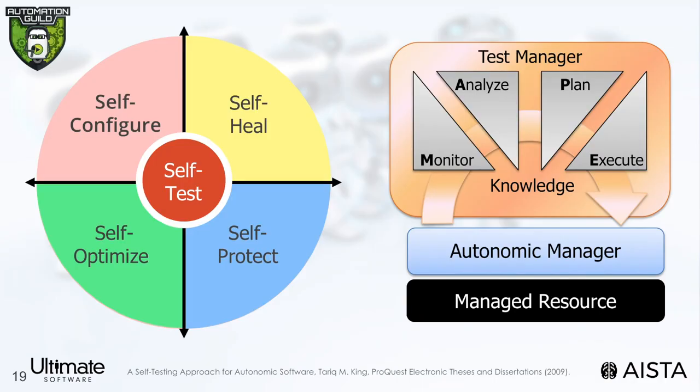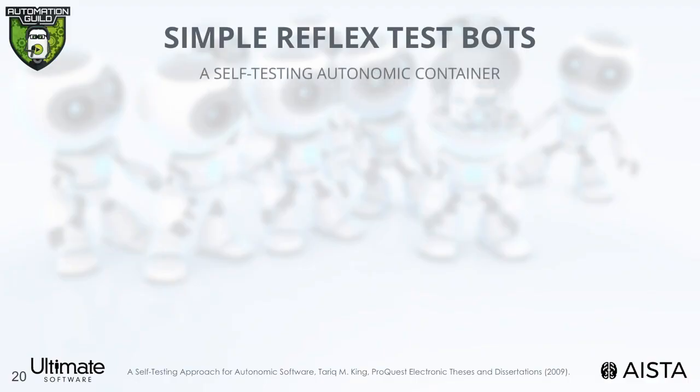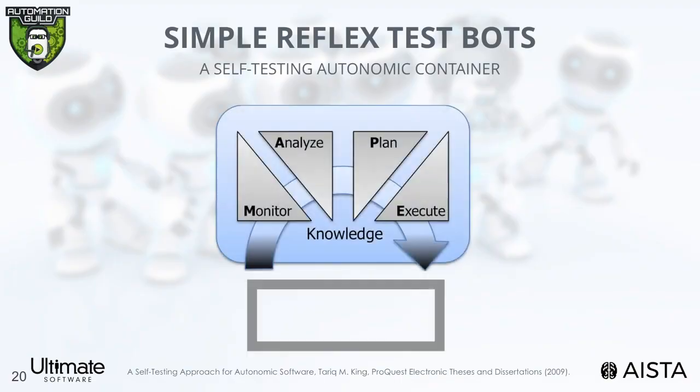And so for me, I usually step back when I have a very difficult and challenging problem and start to think about the context that I could at least start my investigation in. And that's where I came up with this idea of a self-testing autonomic container. This was really just a framework to allow me to investigate building simple reflex bots for testing. But it first started with just building something that could adapt.